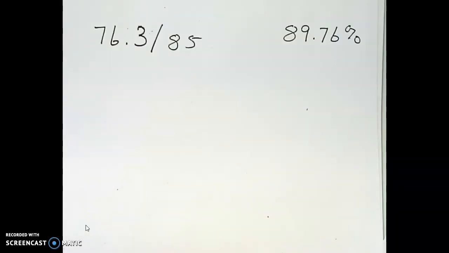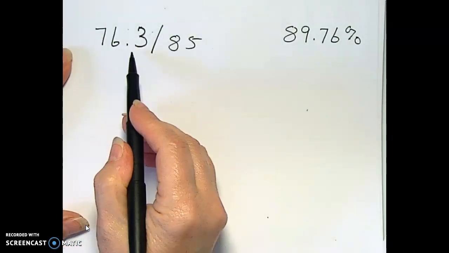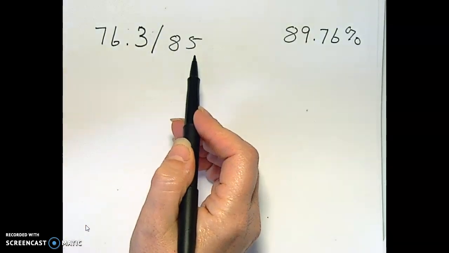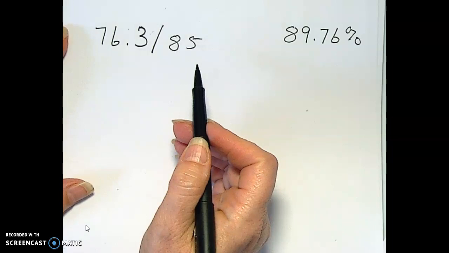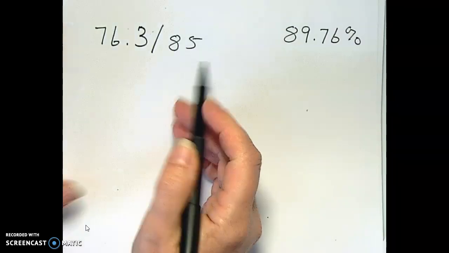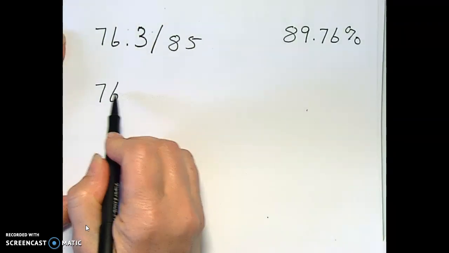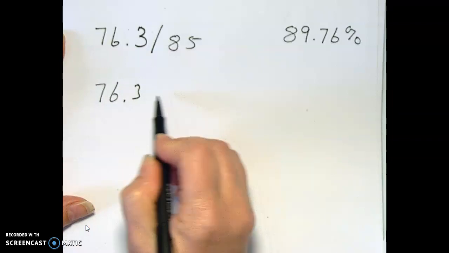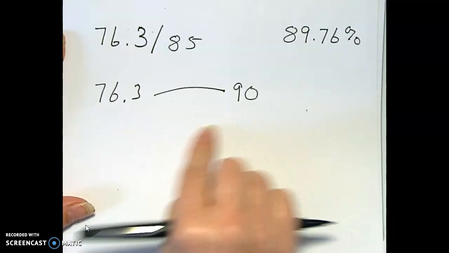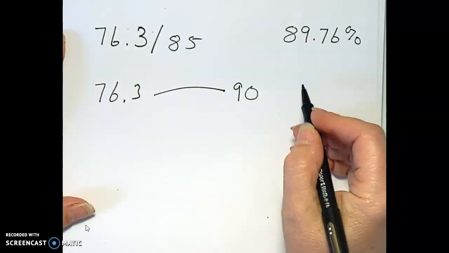Okay, so you're going into the final exam with an 89.76%, and you've got 76.3 out of the 85 points that you could have gotten. But the total grade is going to be out of 100 points, and you've got 15 more points you can get. So you need to get from that 76.3 to a 90. So how many of the percentage points do you need to get to that 90?